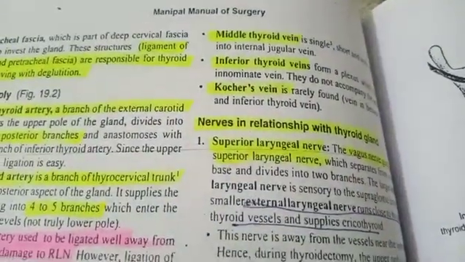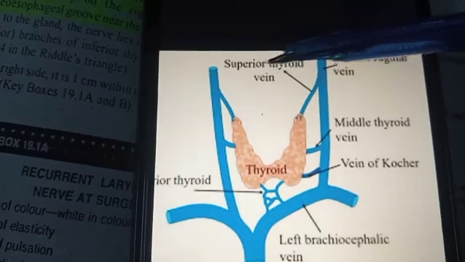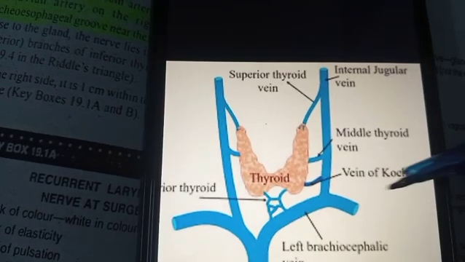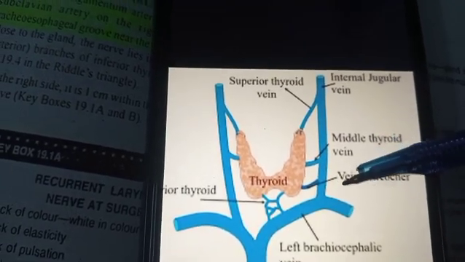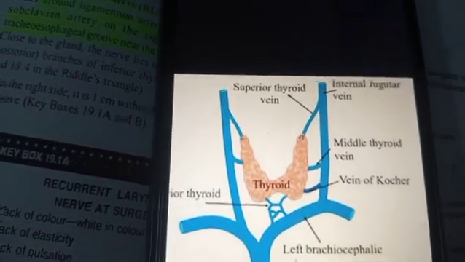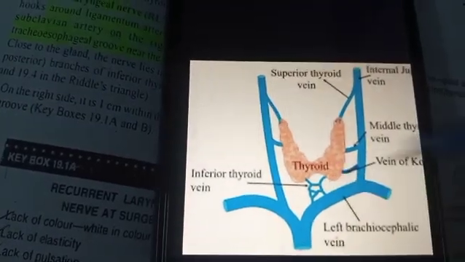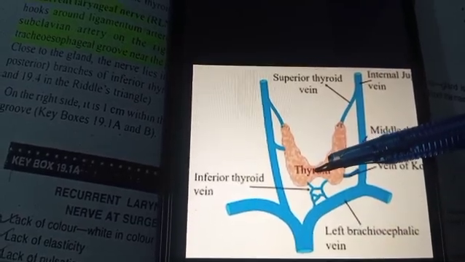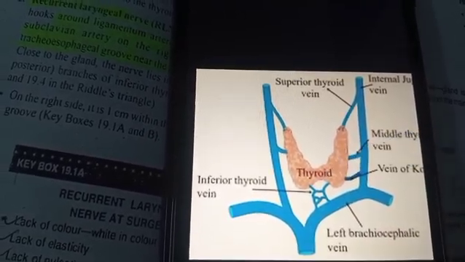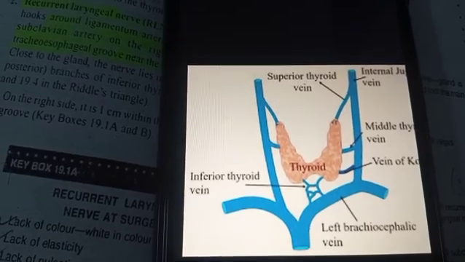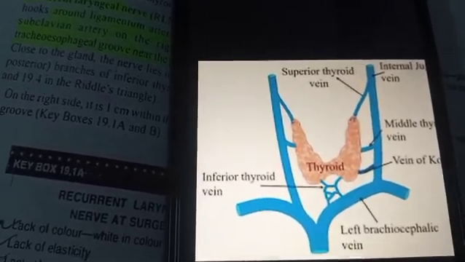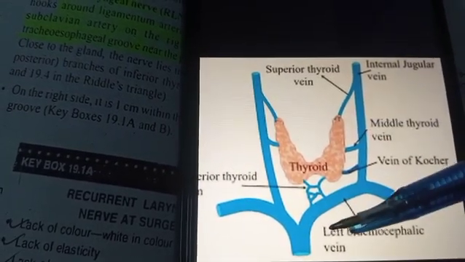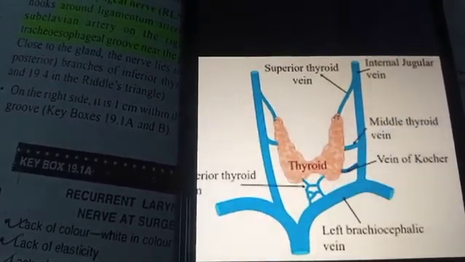So you can see here the superior thyroid vein, the middle thyroid vein, and the vein of Kocher. This is the internal jugular vein. You can see the inferior thyroid vein, and also the left brachiocephalic vein here, and they are all basically draining the thyroid. Then we say that Kocher's vein lies between the middle and inferior thyroid veins.